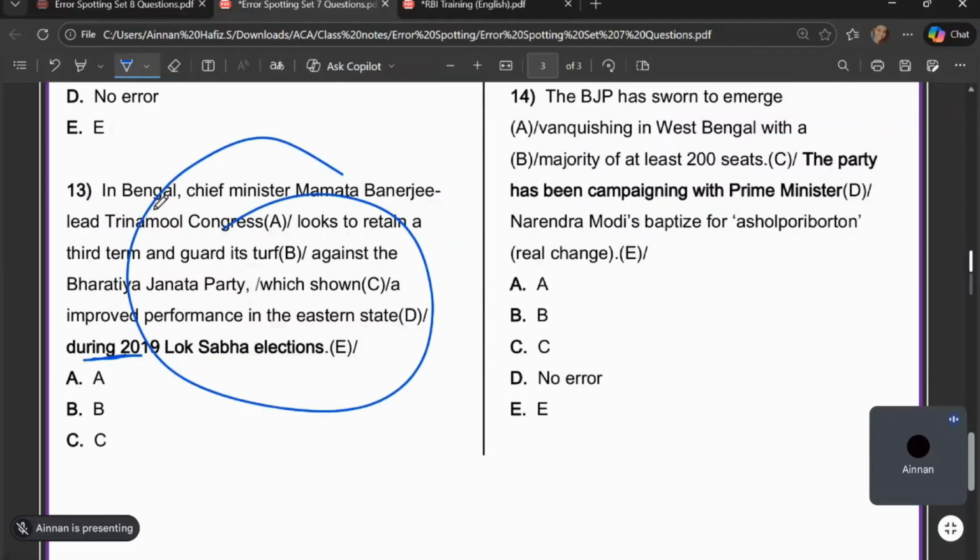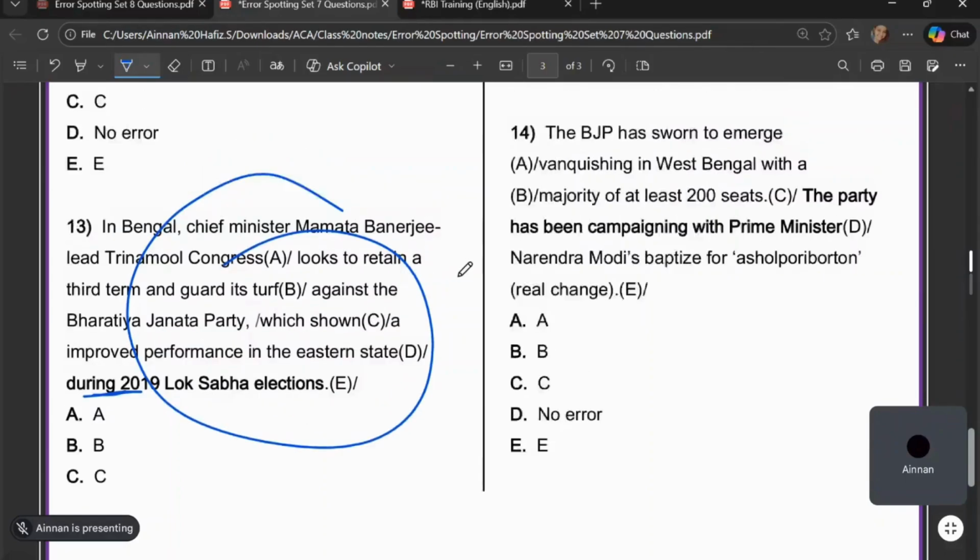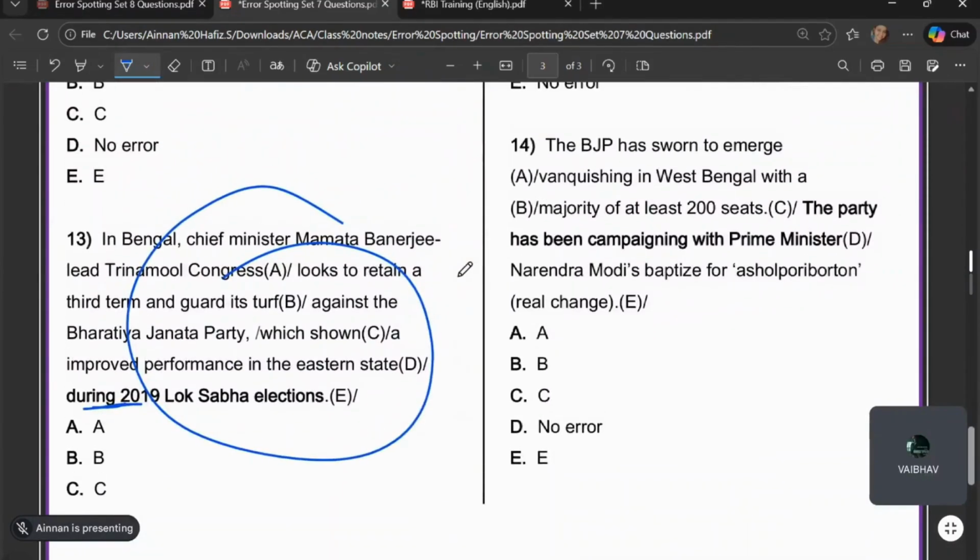So the correction would be: in Bengal, Chief Minister Mamata Banerjee led Trinamool Congress to retain a third term and guard its turf against the BJP, which showed an improved performance. Whatever you said was completely correct, but it should be in past tense. That's the error here. Anyone else? Did you all understand this? Any doubts so far? No, ma'am. Okay, moving on to the 14th one.